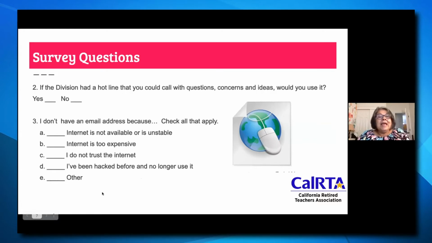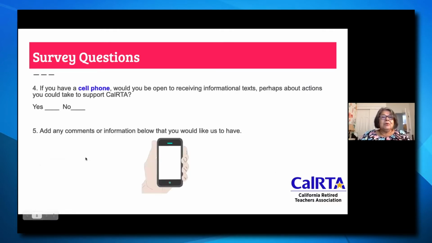Number three, we wanted to know why they didn't have an email address. So we asked them to check every one that applied to their situation. And if you notice D, I've been hacked before and no longer use it, it's very important and pertinent to some members. Number four, if you have a cell phone, would you be open to receiving texts, perhaps about actions that you could take to support Calrta? And number five, any other comments or information you would like us to have.